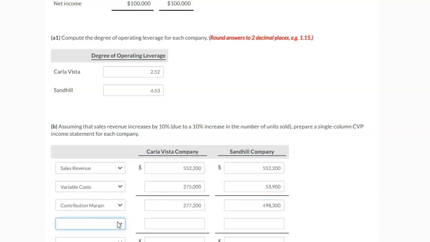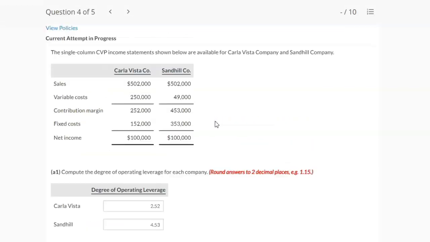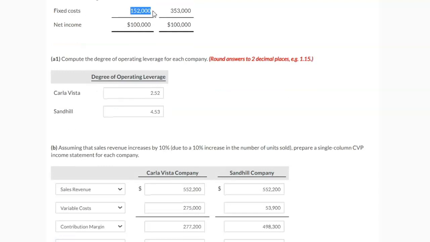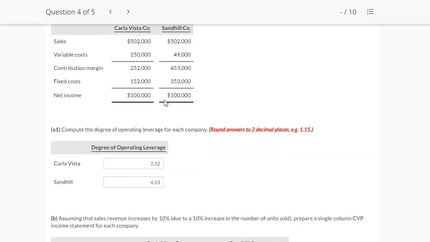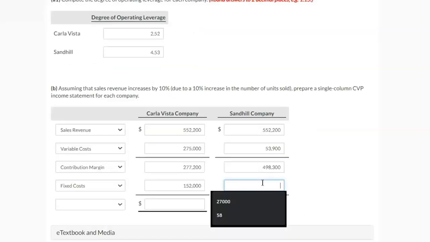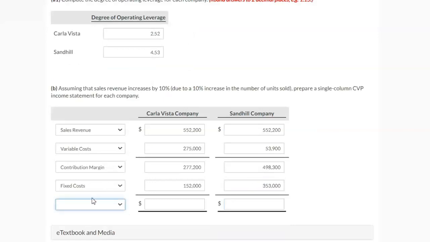All right, now the fixed cost, and remember they each have different fixed costs. We take the same numbers. Fixed cost, yeah, 152. It hasn't changed. This is just cost structure. 353. Now do the profits. Very good.